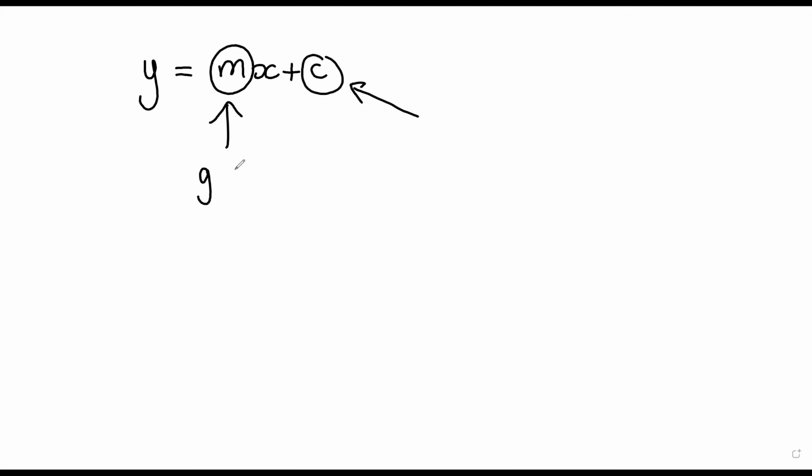M is the gradient, and c is the... I forgot. Anybody? What is c in the equation of a line? The y-intercept. What is the y-intercept? It is where a line passes through the y-axis. Excellent. So the y-intercept is the point at which the graph cuts the y-axis.